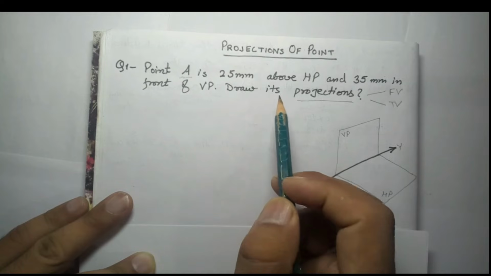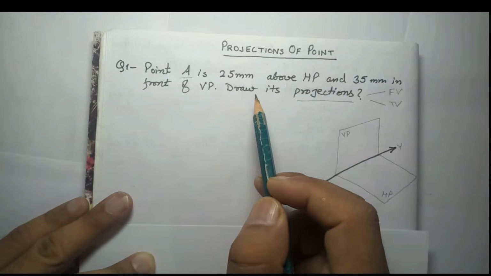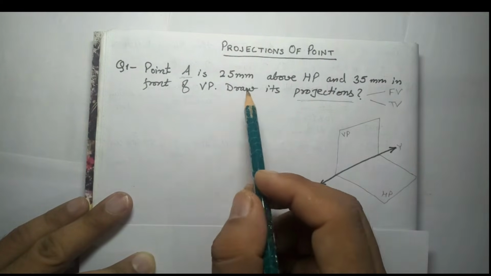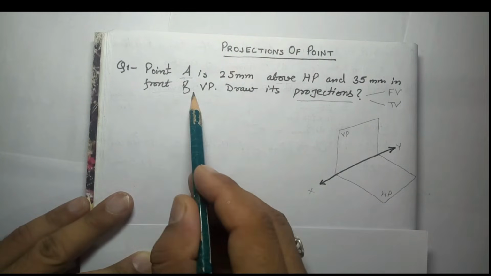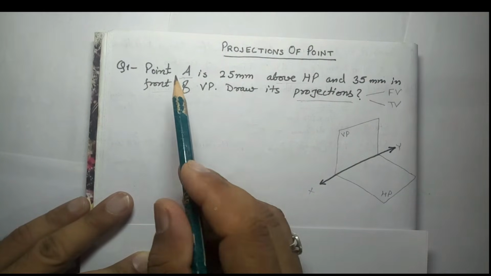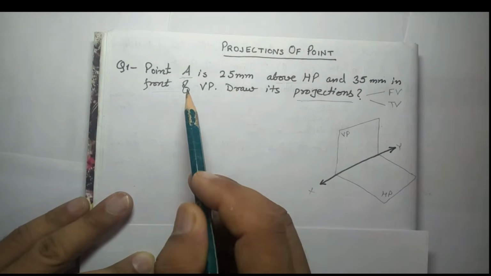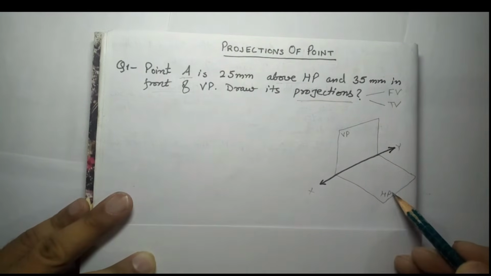When you read the statement, first of all understand the quadrant. So in which quadrant is the point? The point is above HP and in front of VP. So above HP and in front of VP, it is the first quadrant. So I have drawn the first quadrant.